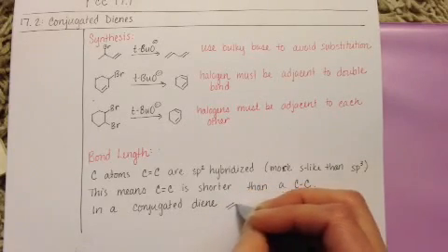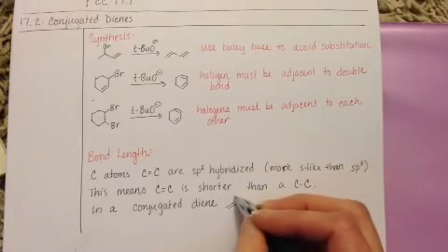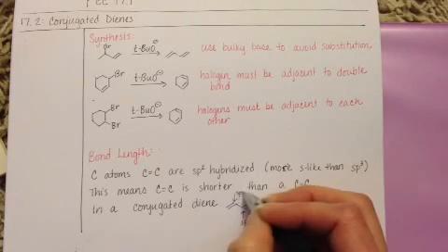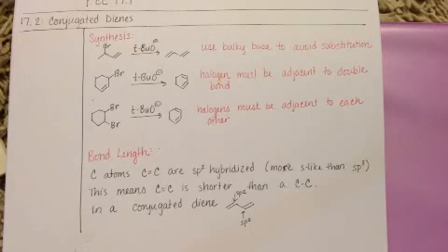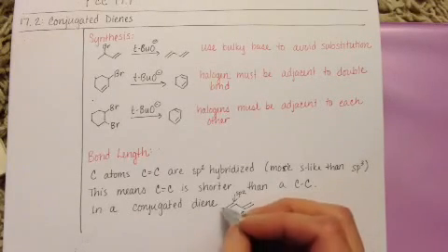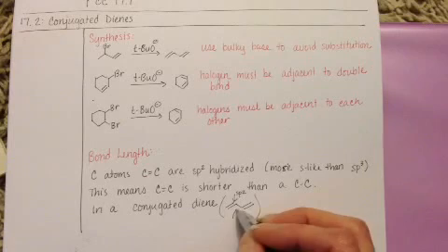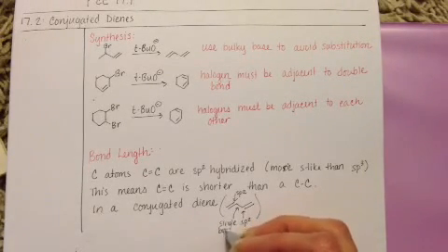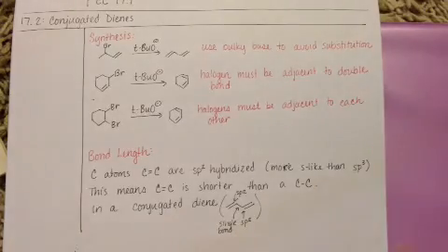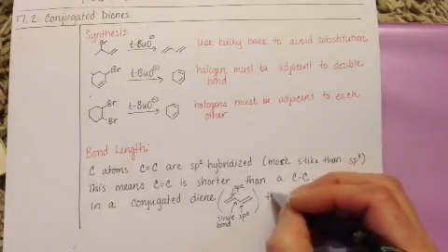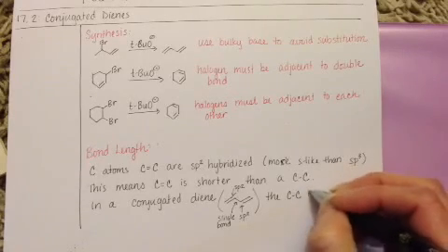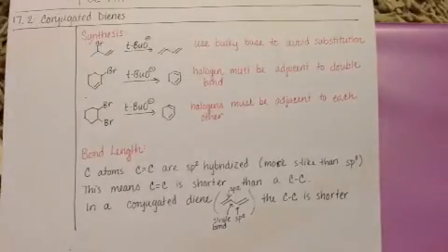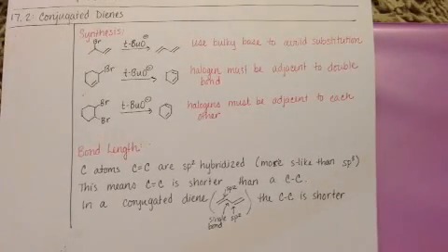So in a conjugated diene, let's just use this one for example. That carbon atom and that carbon atom are both sp2 hybrids. So their orbitals are more S-like and shorter and stubbier, and that means that this carbon-carbon single bond is also shorter than what we would expect. Because even though it's a single bond, it's not coming from sp3 hybrid orbitals.